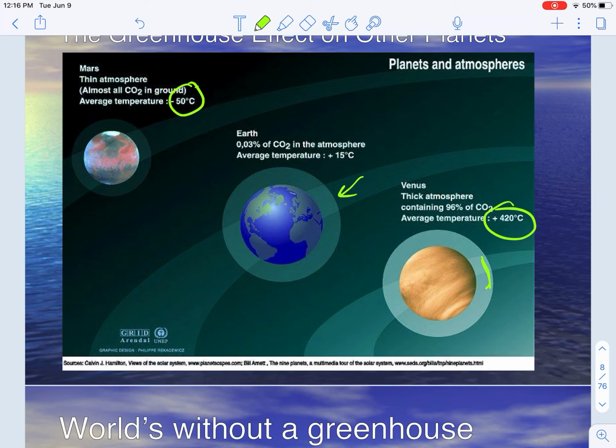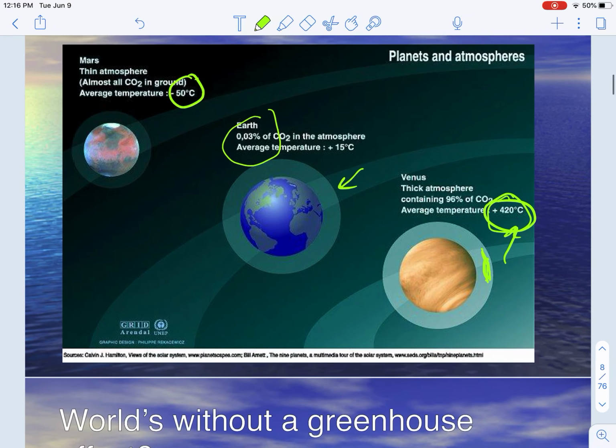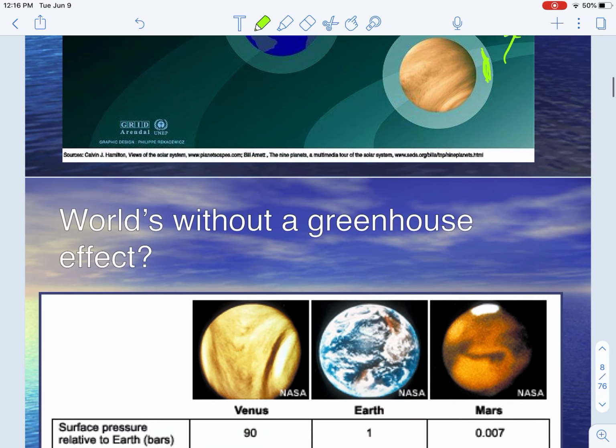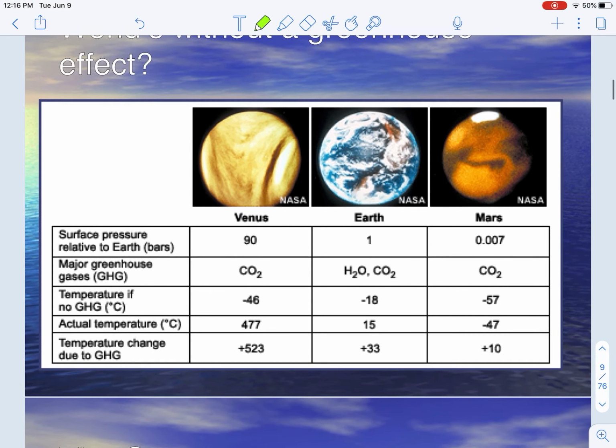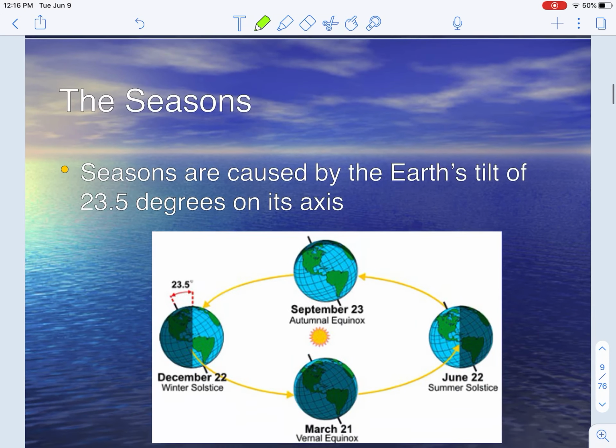Venus does have a layer that you can see here that is fairly thick, that has 96% carbon dioxide, whereas we have very little carbon dioxide. And so a very thick layer here is helping with the high temperature that Venus has.